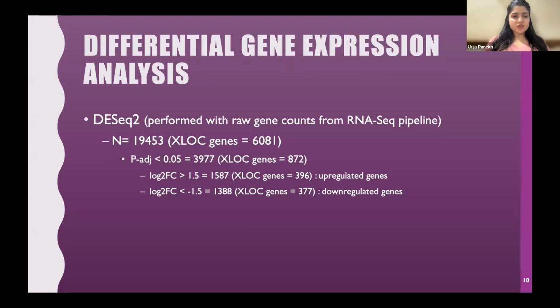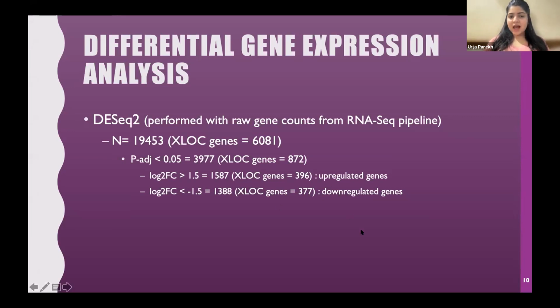I have also performed differential gene expression analysis using DESeq2, where I initially obtained 19,453 differentially expressed genes. However, on putting certain filters, such as a p-adjusted value of less than 0.05, I got 3,977 significantly differentially expressed genes. I later also put certain thresholds on the log2 fold change values, which was plus 1.5 for upregulated genes and less than minus 1.5 for downregulated genes. So I got even fewer genes that are more significantly expressed in these glioma stem cells in comparison to normal neural stem cells.